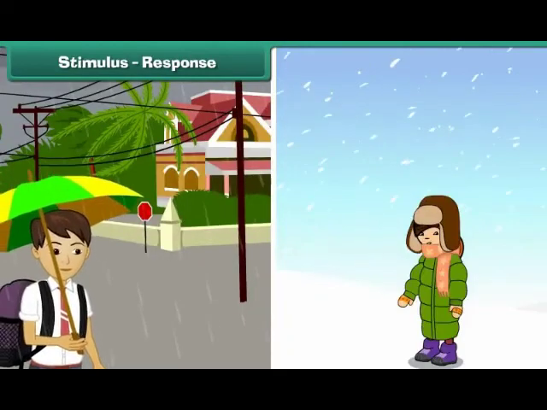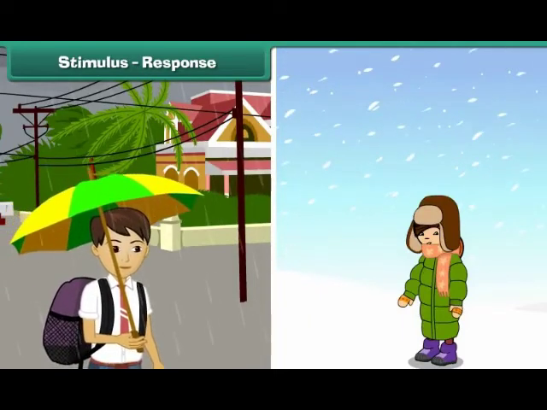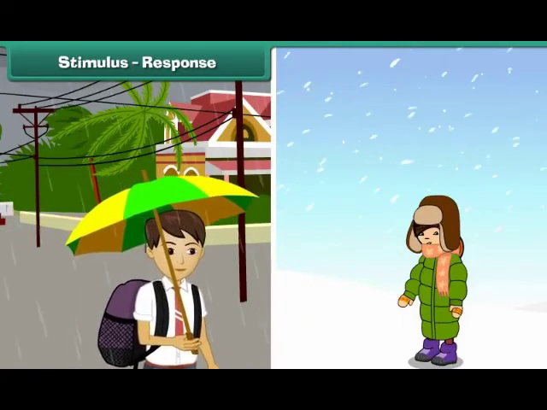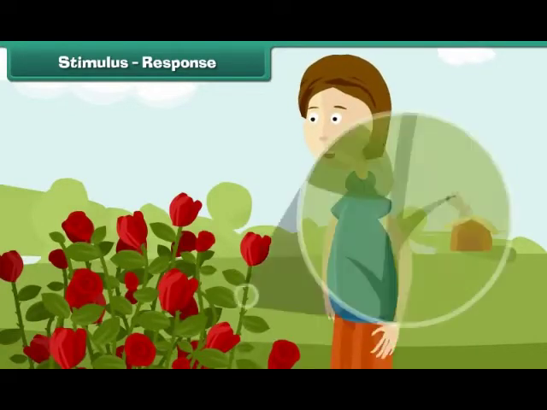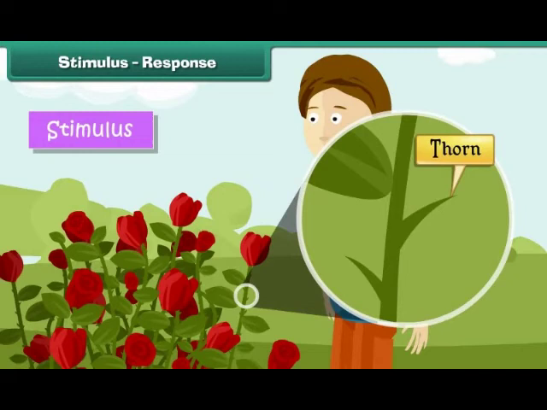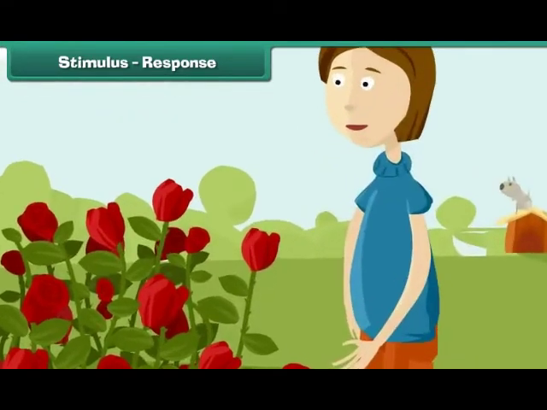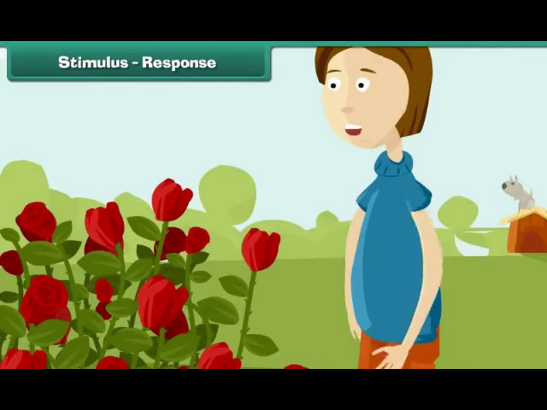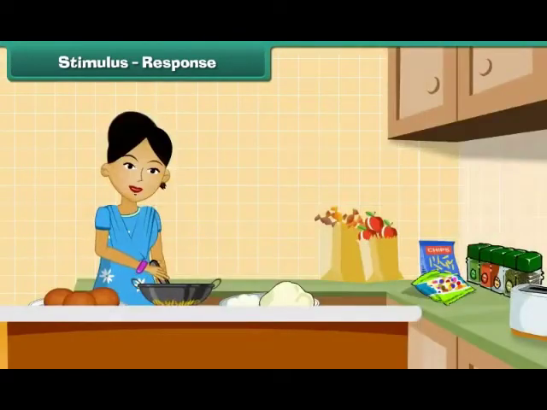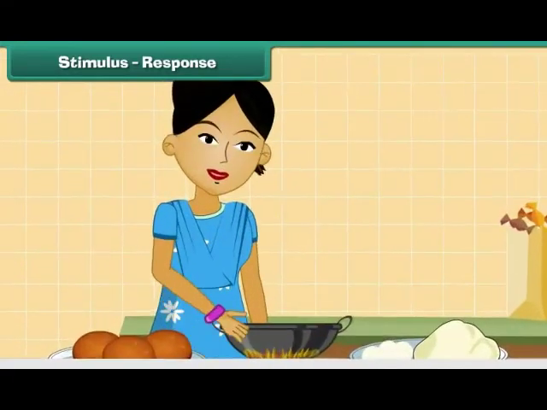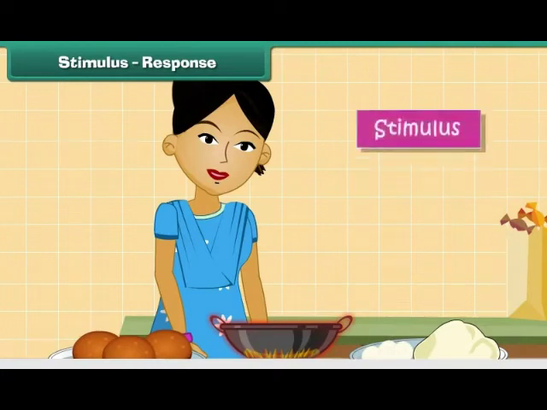Stimulus, response. All living things feel the changes around them. Any external influence which causes a living thing to react is called a stimulus. The reaction of a living thing to an external influence is called a response. For example, when you touch a hot pan accidentally, you throw your hand immediately. The heat radiated by the hot pan is a stimulus. The act of moving the hand away from the hot pan is a reaction.